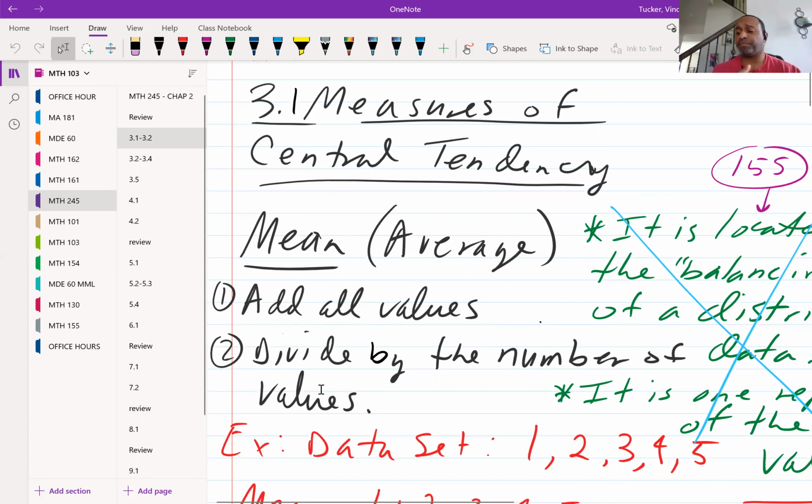So we're looking at the mean, which is another word for average. The way you would calculate the average is the same way you would calculate the mean. Just that in statistics, they call the average the mean. So you would add up all your data values and divide by the number of data values.